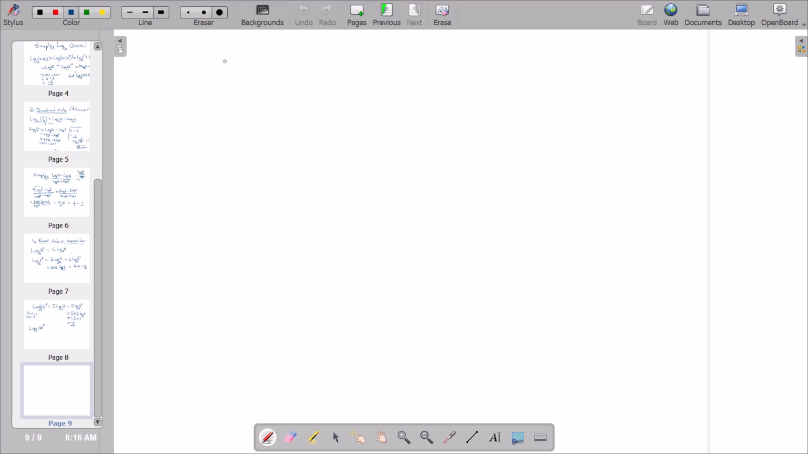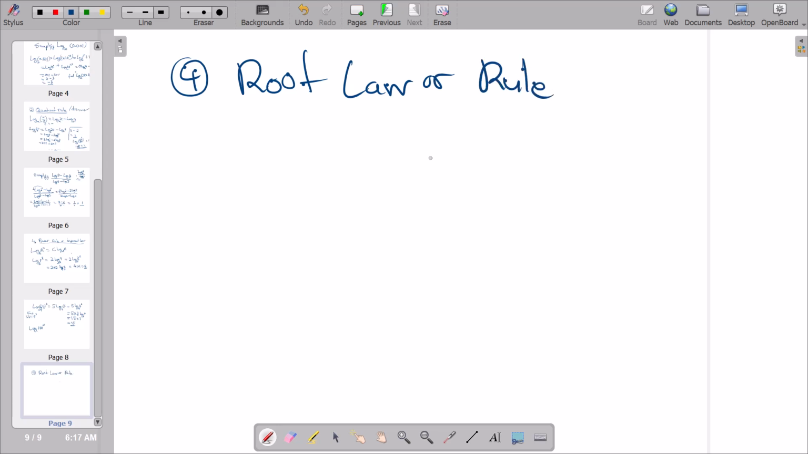Welcome back to our last law of logarithm. This last law of logarithm is known as the root law, or rule. The logarithm of a root is a formula that relates to the exponent, where x is equal to 1 over n, according to the law of root in exponent. If the exponent is a fraction, we end up having a root that way.